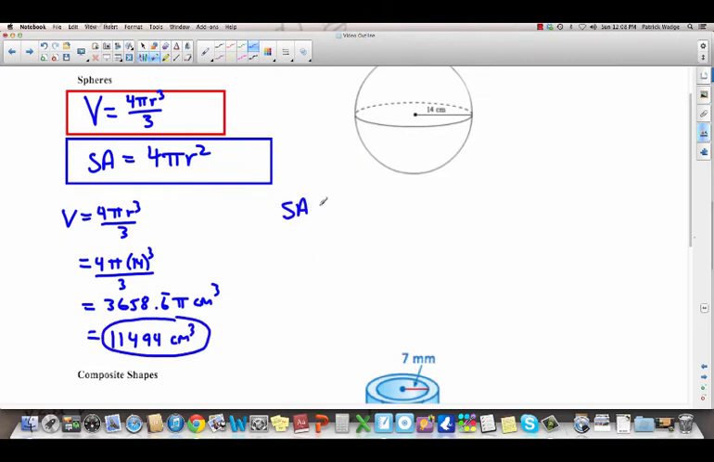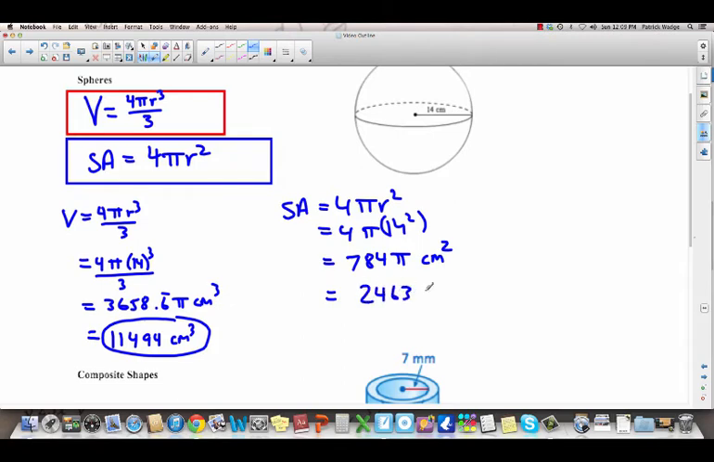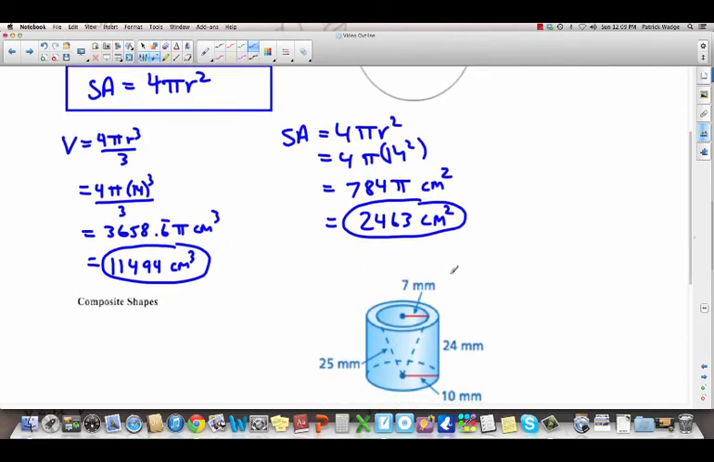Surface area is equal to 4 pi r squared, so it's 4 times pi times 14 squared. 14 squared is 196 times 4 is 784 pi. So you could have 784 pi centimeters squared, or multiply by pi, 2,463 centimeters squared. Okay, those questions aren't too bad. In fact, you did a lot of them in grade 8, I think, in earlier grades.